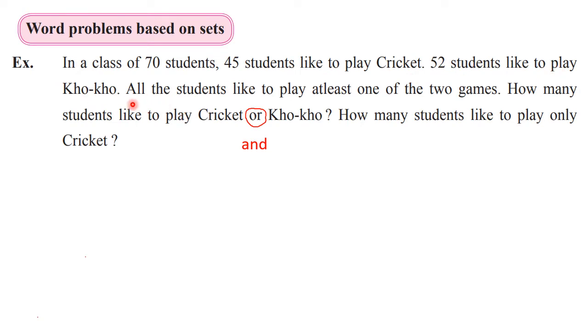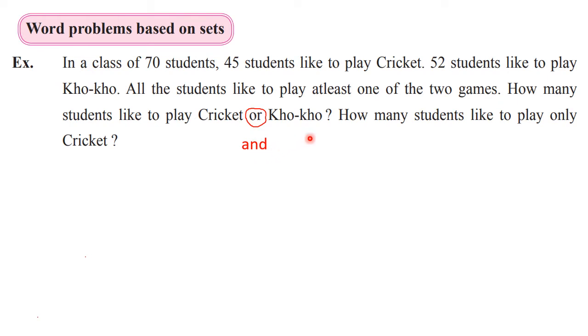And this statement you read, all the students like to play at least one of the games. One of the games means what? Either cricket or kho. So already the number is provided to us. The students who play cricket or kho is 70, which is already given. So here we don't have to find that. We have to find out the number of students who play both the games. That is why the word "and" should be present there. So if there is a mistake in your textbook, please circle this word and write down "and" there.